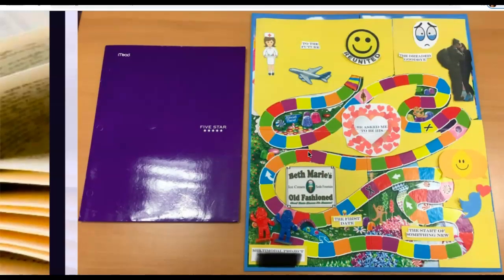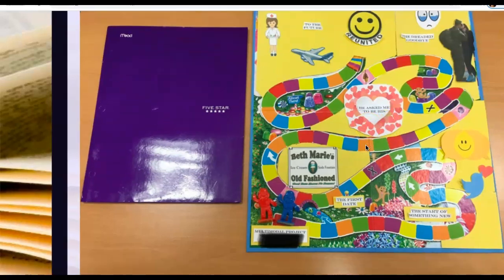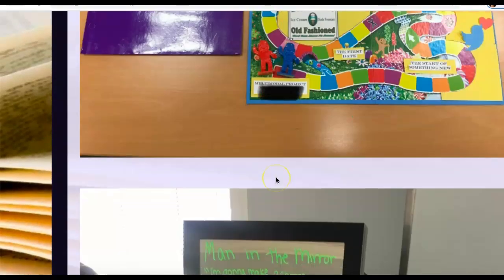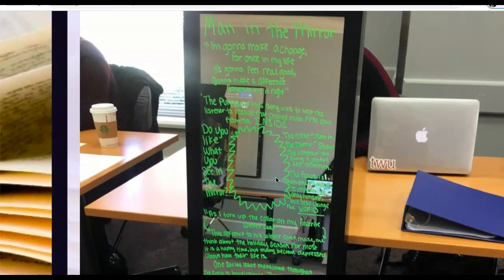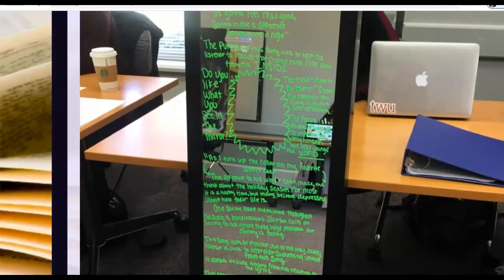This was a narrative. This was just a little narrative of her life. This is a board game. I forgot what it's called, but she took a board game, took it apart, and put her narrative on there. And this is where she met her boyfriend, and he went off to the military, and she's going into nursing. And there's her portfolio. This was Man in the Mirror. I think that this was a rhetorical analysis as well.